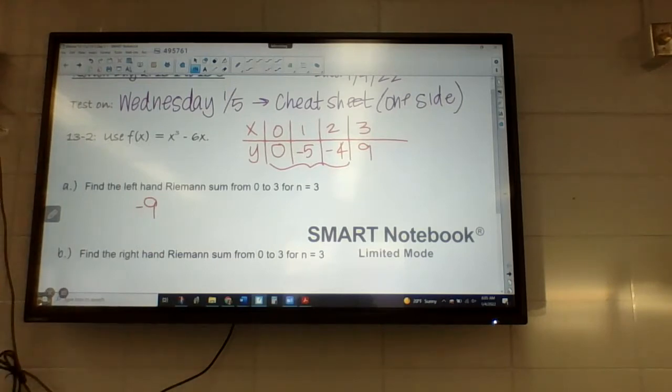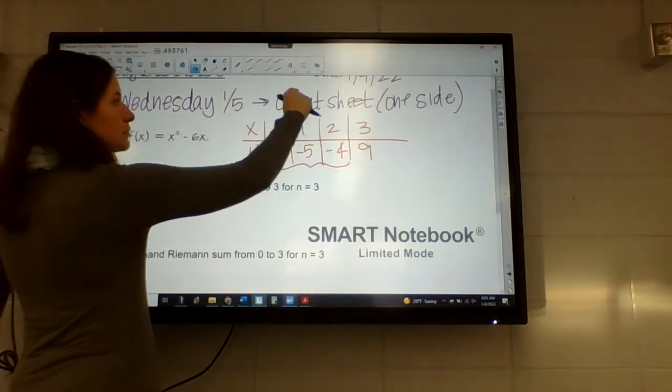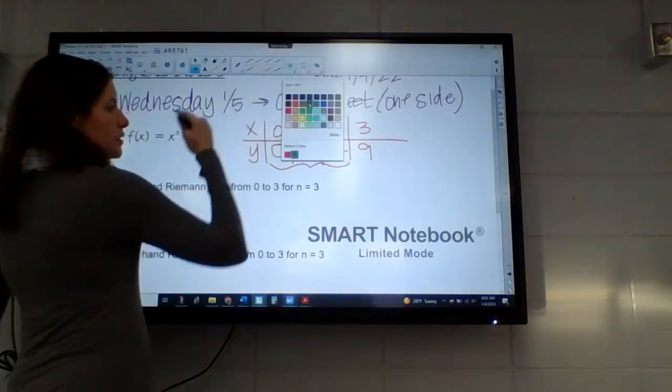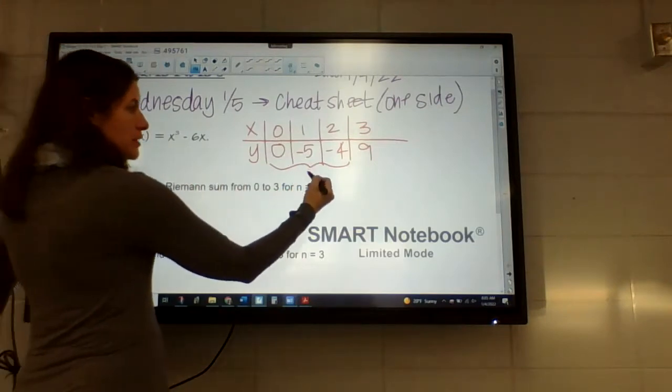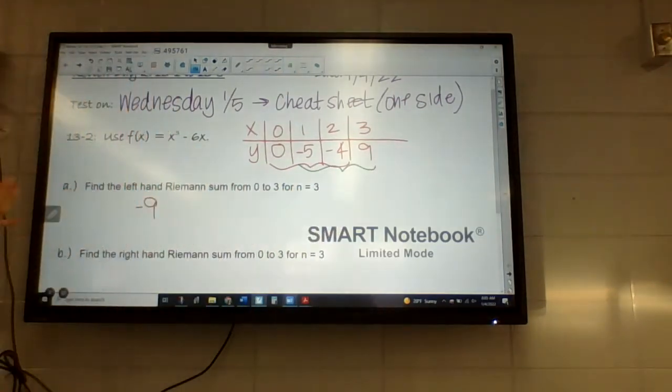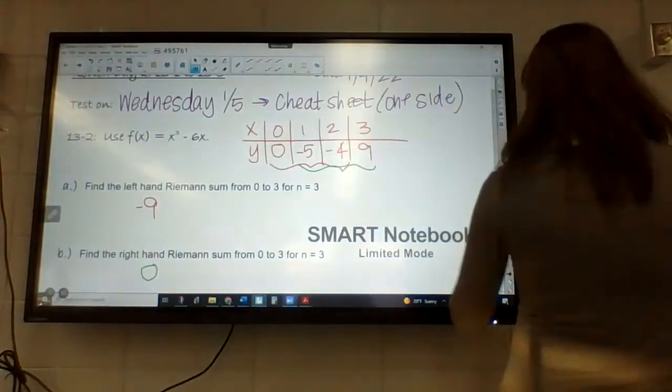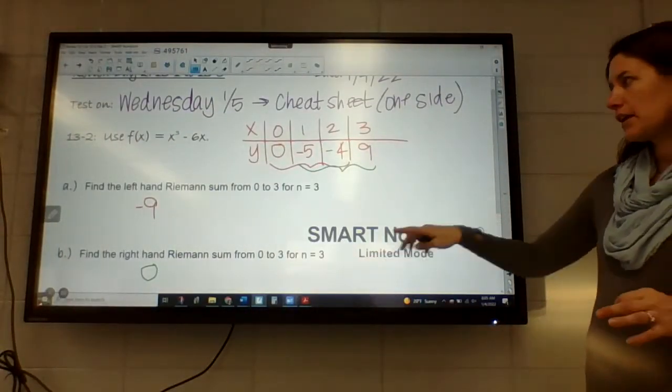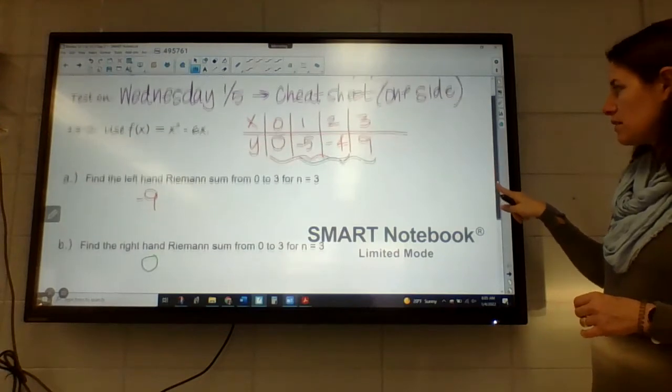And you just add up the values. Whereas the right hand does the opposite. It looks at the last three then. And so that actually ends up being 0. So this is kind of an upper estimation.